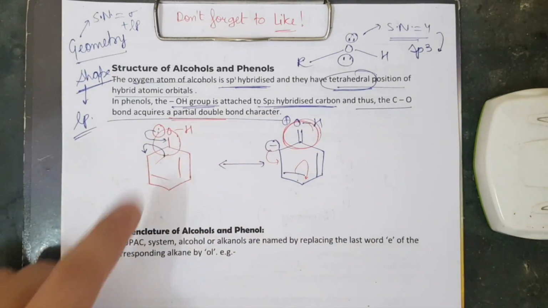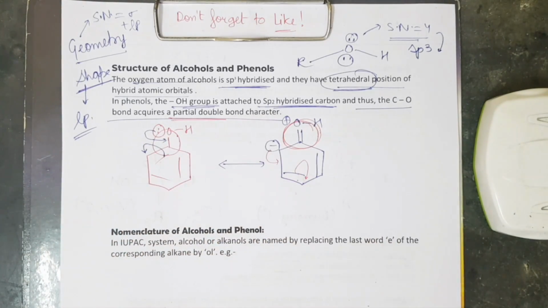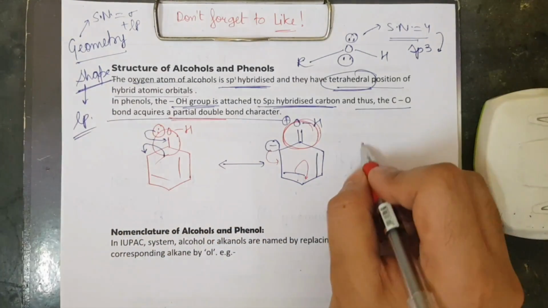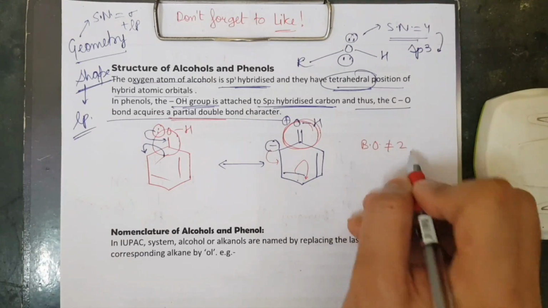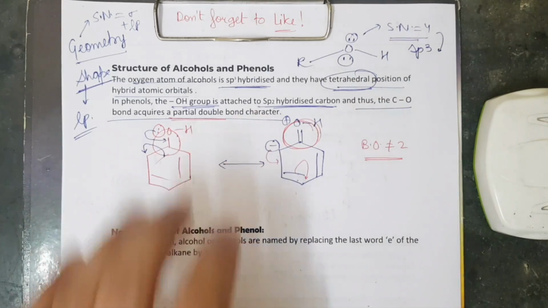because in some of the resonance structures this is a single bond. So that is why this is known as a partial double bond, because the bond order is not equal to 2. That is the logic. Bond order 2 नहीं आता है. That is why this is known as a partial double bond.